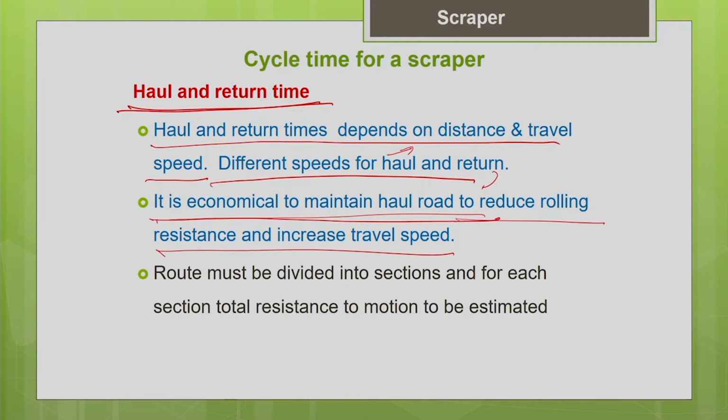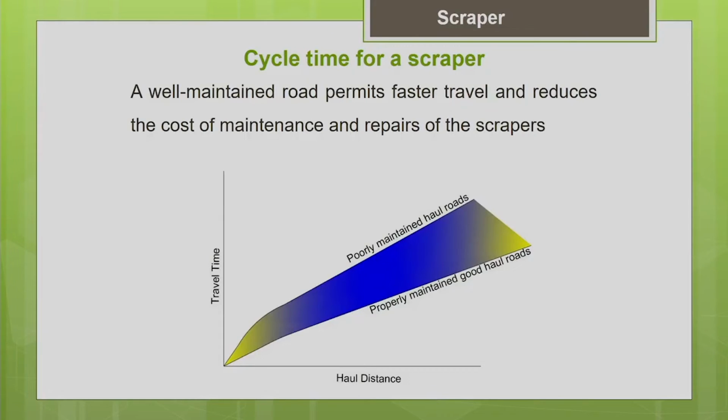Sometimes you can see in your project site that different sections of your haul route will have different types of resistance. The rolling resistance and the grade resistance will differ from section to section in a haul route. In that case, you have to determine the speed of the machine in every section independently. Individually, you have to break the haul route into different sections, and for every individual section you are supposed to determine the speed and the travel time.